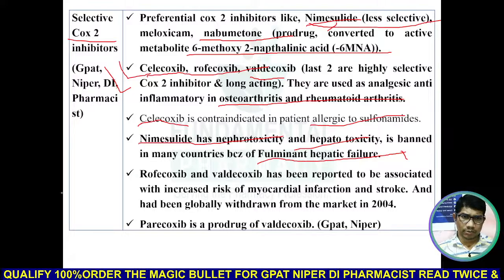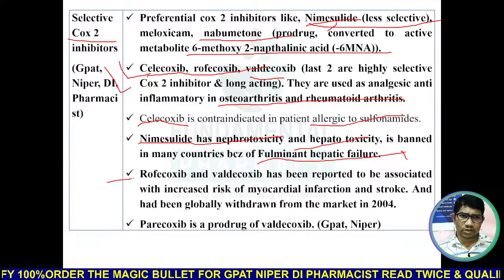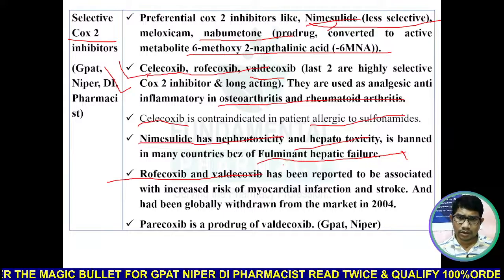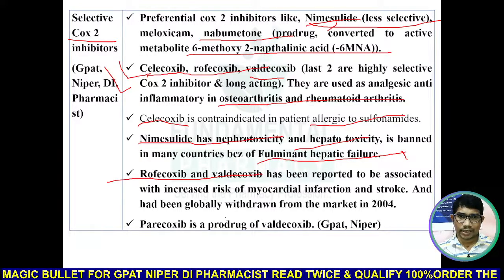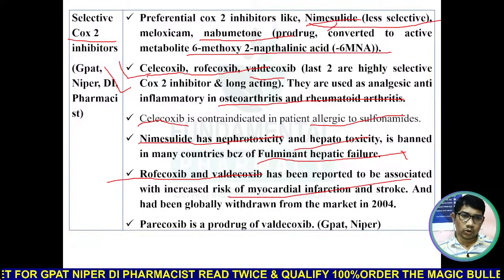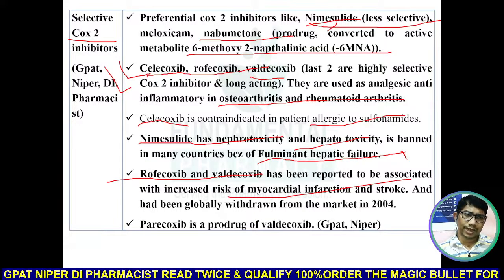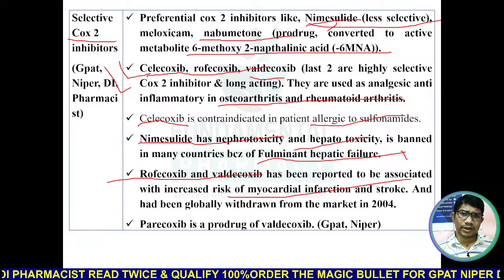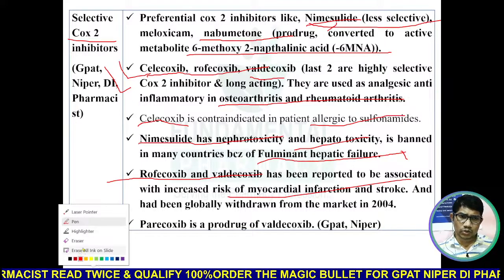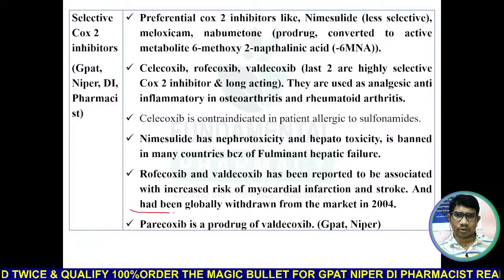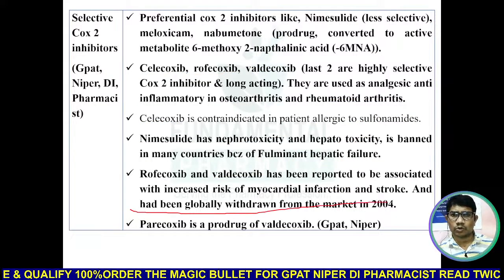Now rofecoxib, valdecoxib, it has been reported that they can cause increased risk of myocardial infarction and stroke. So rofecoxib, valdecoxib क्या करते हैं? Adversely affect your cardiovascular system. They can induce myocardial infarction and stroke. That's why they have been globally withdrawn from the market from 2004.